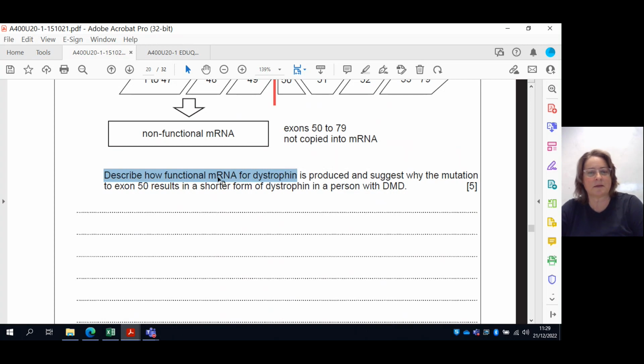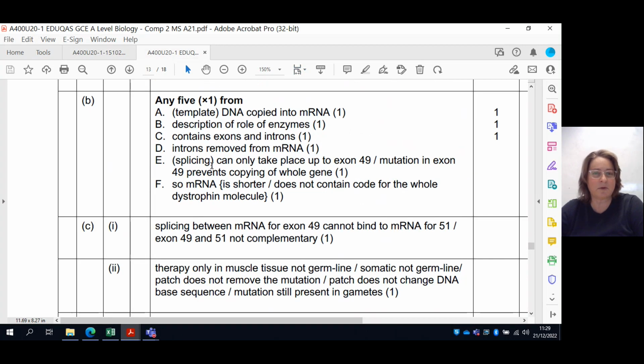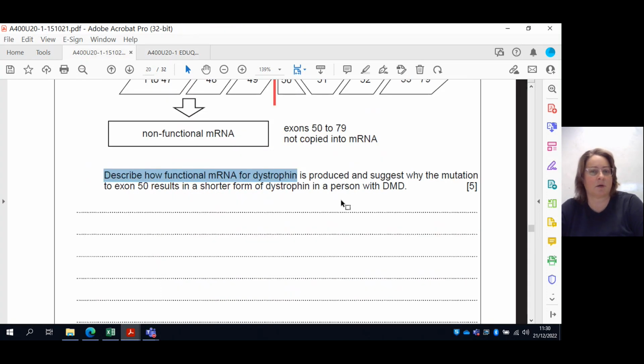What is the process of transcription? Look at the mark scheme. DNA copied, description of the enzymes involved, saying that introns and exons are there, removing the introns. And now comes the part that's actually specific to that scenario. So up to here, you can actually get 4 marks just by simply describing the process of how messenger RNA is made. The last mark is for interpreting that scenario.